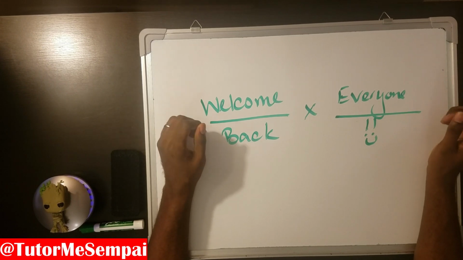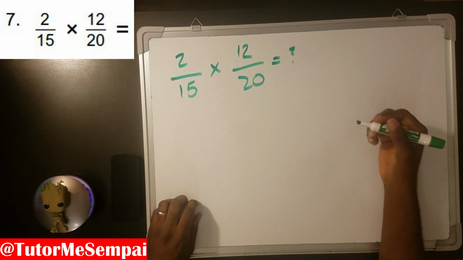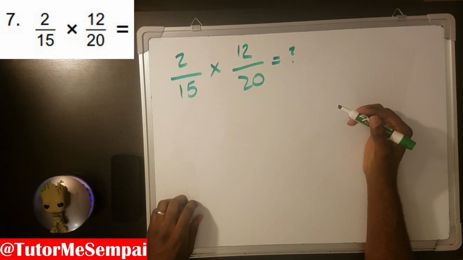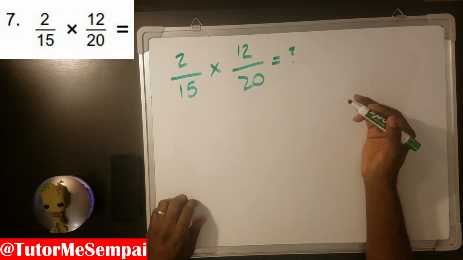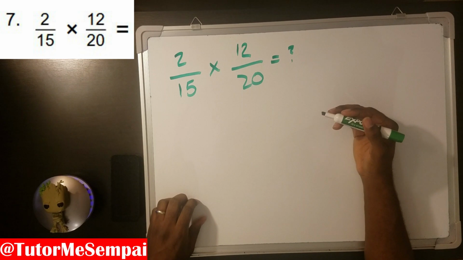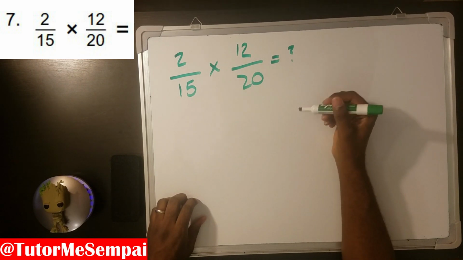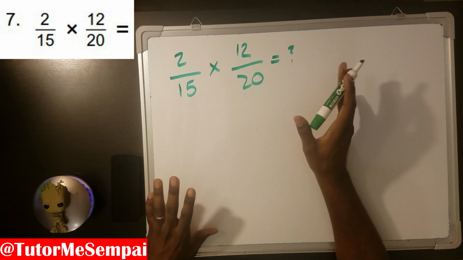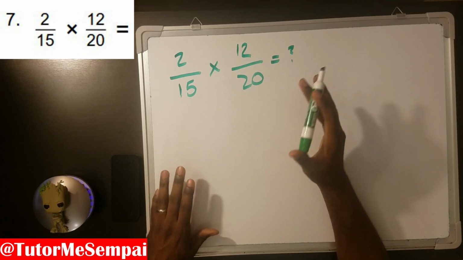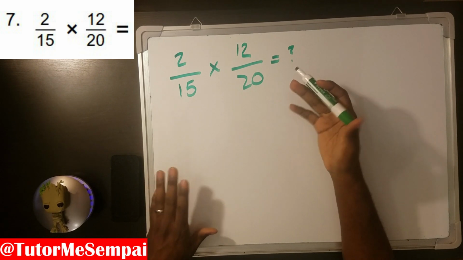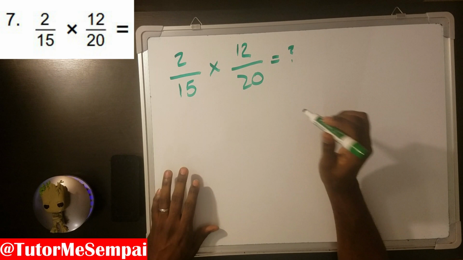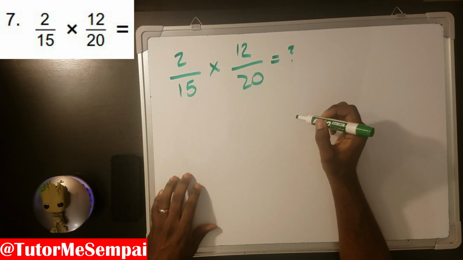Without further ado, let's jump into our question for today. So our question for today has two fractions. 2 over 15 times 12 over 20. Now, if you're familiar with adding fractions, you notice that they have unlike bases. If you aren't familiar with adding fractions, then I recommend going to my other video on adding unlike fractions, and you'll see how you can add fractions. But today we're more focused on multiplying fractions.